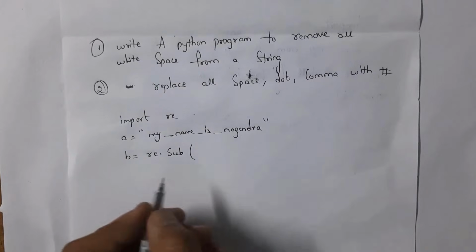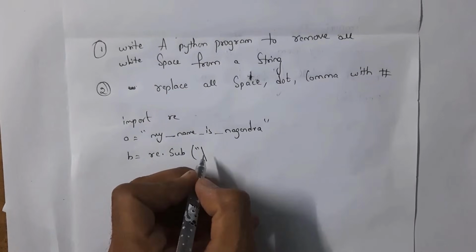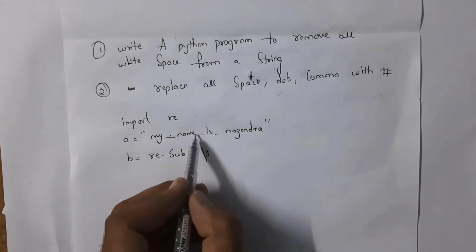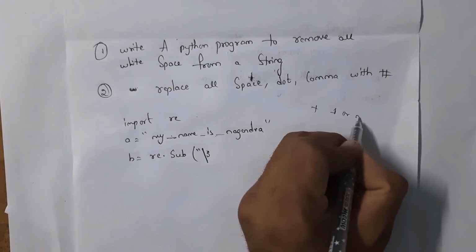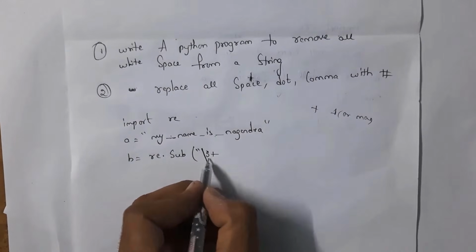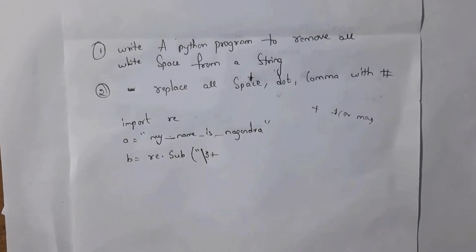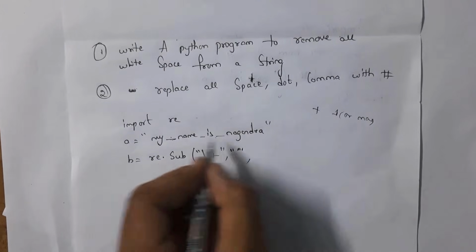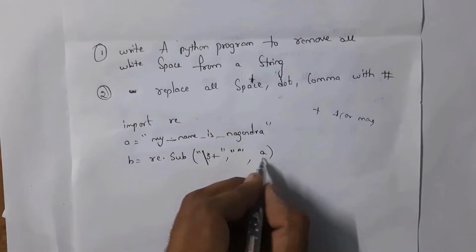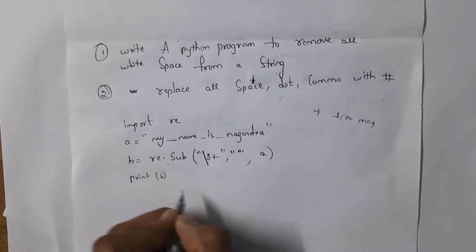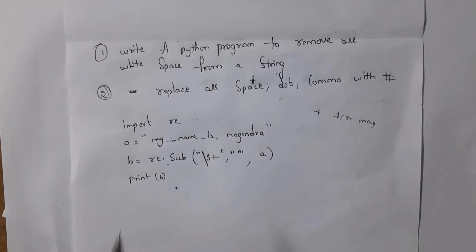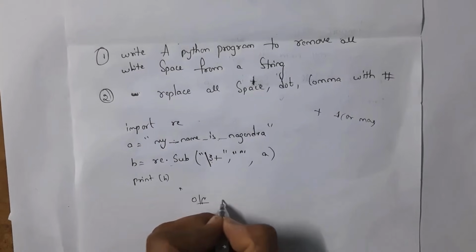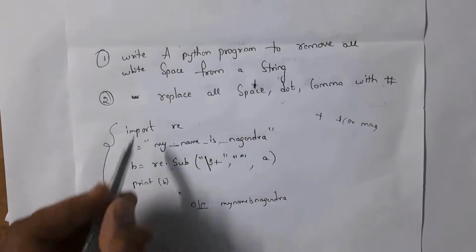Inside the sub function, I want to remove spaces. Space means backslash small s. So just write here backslash small s. And I want to remove multiple spaces, where plus means one or more times. So just write here a plus. That means if space is present once or more than once, it will remove those spaces. So I am replacing the spaces with nothing. That means I am removing spaces. The string is present in variable a. So just write here a. And when you write print b, you will get output my name is Nagendra without any space. As we know, the substitute function will give output in the form of a string. So you will get output in the form of a string like my name is Nagendra. This is the program for this example.